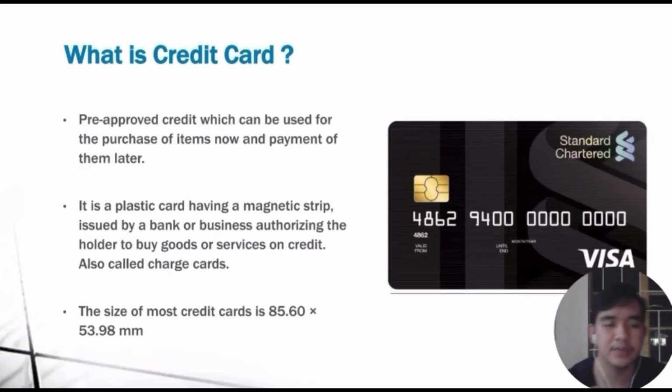What is a credit card first? A credit card is used to offer you a line of credit that can be used to make purchases, balance transfers, and cash advances, and requires that you pay back the loan amount in the future. When using a credit card, you will need to make at least the minimum payment every month by the due date on the balance. And also, it is pre-approved credit which can be used for purchases.